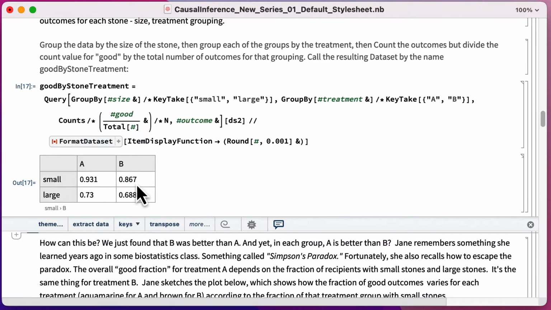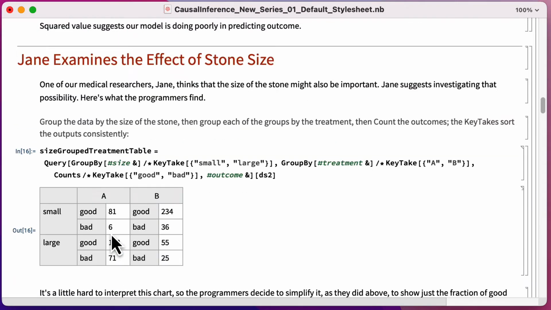All right, and it turns out that for small stones, A has a higher fraction of good outcomes than B, and for large stones, A has a higher fraction of good outcomes than for B. And if you're paying attention, you should be very, very troubled by what I just found. Because, let's go back.